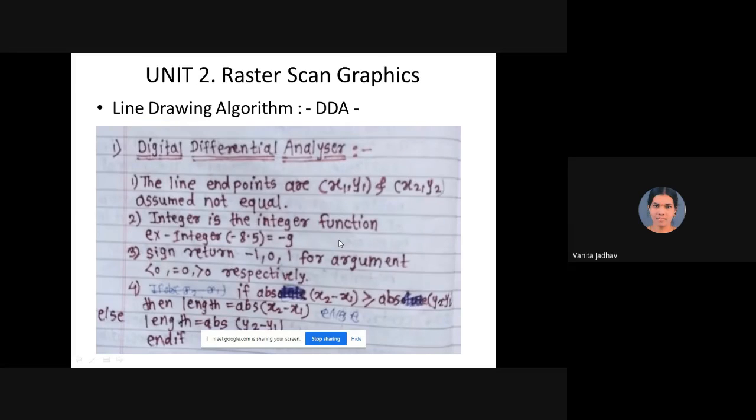So for all these values the sign returns -1. And for say 5, 8, 9, the sign function returns +1. So it just takes the sign from that value, whether the sign is negative or positive, and depending upon that it returns -1, 0 or 1. Again, when we take the example, you will understand the clear idea about the integer function and sign function. So these are the first 3 lines which give the declaration in this algorithm. Next we are calculating.